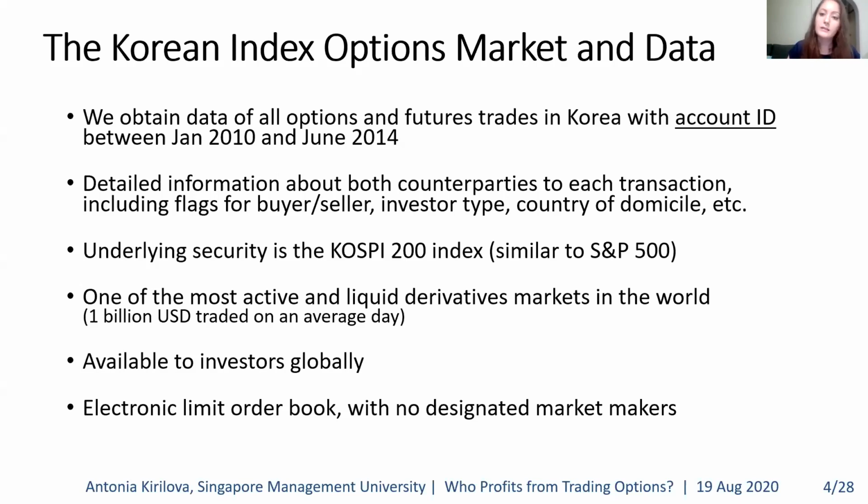So we find that between 1/3 and 1/2 of all the volume is generated by foreign institutions. So these are likely to be large institutions that trade not only in Korea, but all over the world. So our findings may have important implications beyond the Korean market. And another detail I want to mention is the market is constructed as an electronic limit order book, and there are no designated market makers.